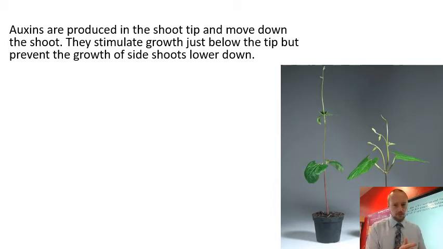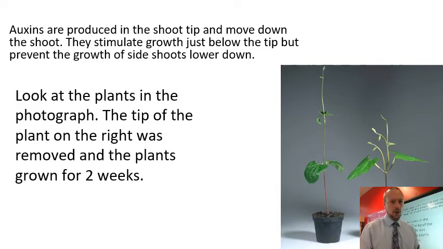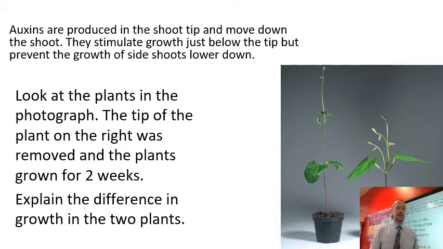So this is an experiment. There are two plants here. The tip of the plant on the right has been removed. So a question that could come up is like, explain the differences in the two plants, and we should already be able to do this because we understand where auxins are formed and the effect they have on shoots.